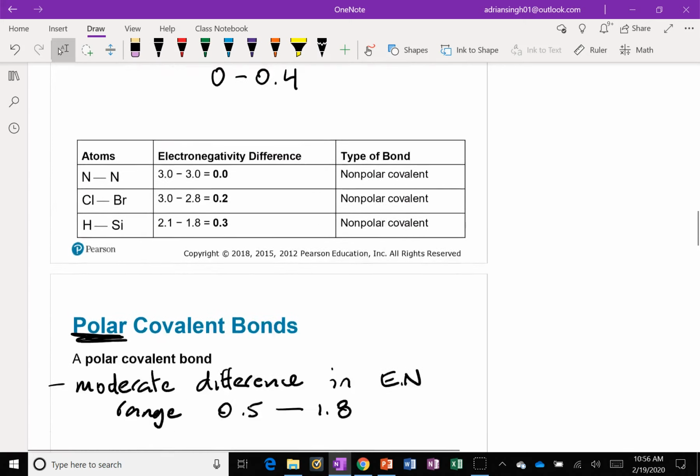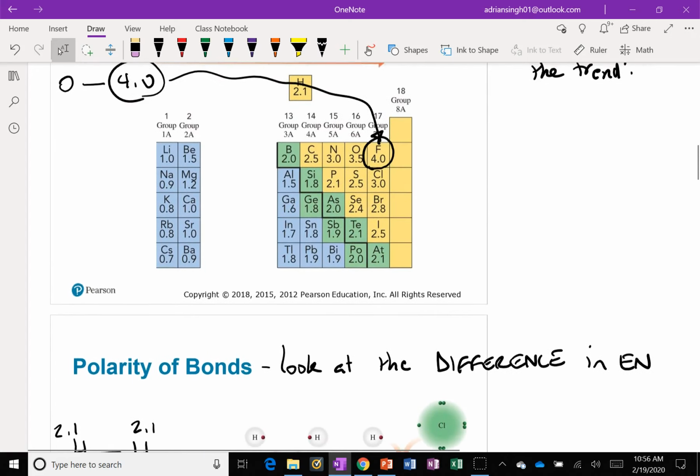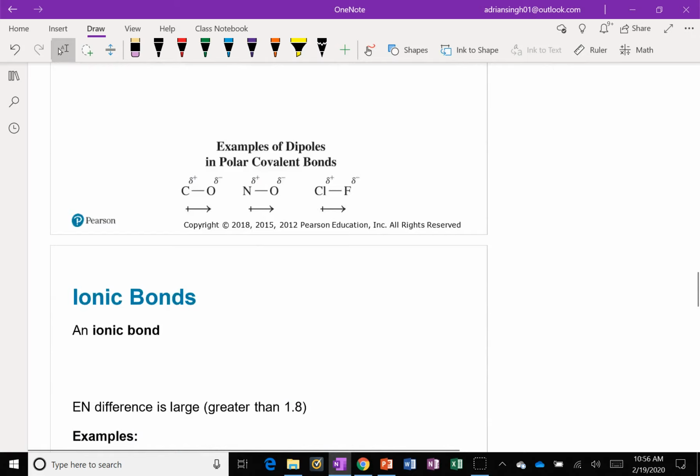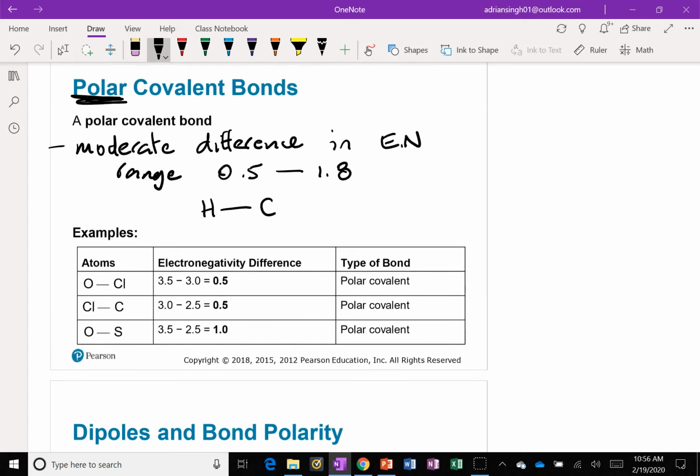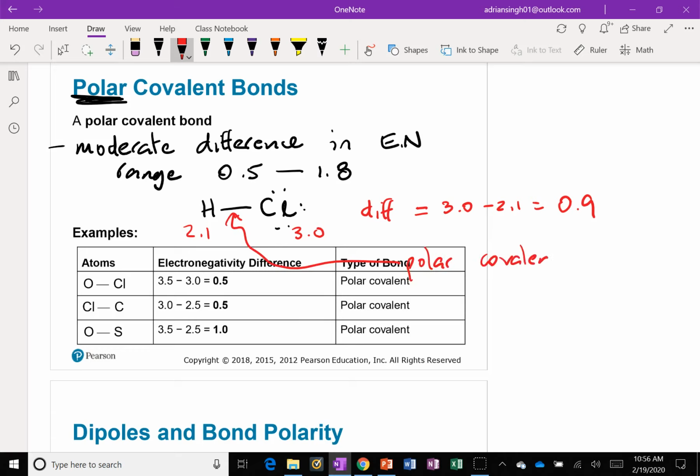For example, if we go back up to the one that was on here, we had H and Cl. If you were to draw the Lewis dot structure for hydrogen chloride, we can look up the electronegativities. Hydrogen is 2.1 and chlorine is 3.0. So the difference in electronegativity, big number minus smaller number, is 0.9. So this bond is going to be a polar covalent bond because it happens to be in that range. That means the electrons being shared here are not being shared equally.